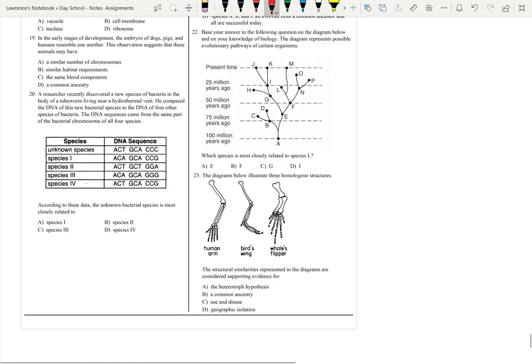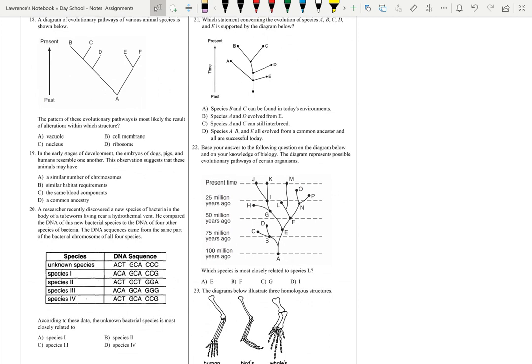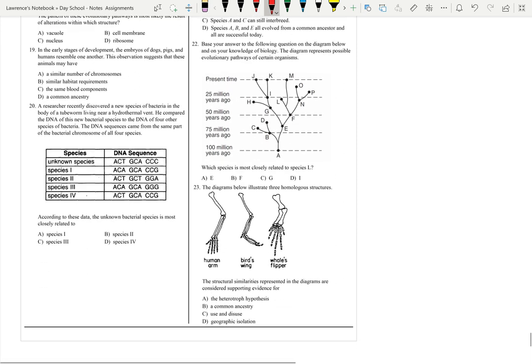Yeah, almost done. 18. The pattern of these evolutionary pathways is most likely the result of alterations within which structure? Meaning, why do organisms become different? Because they have changes where? What part of the cell causes organisms to become different? Which part of the cell holds the DNA?